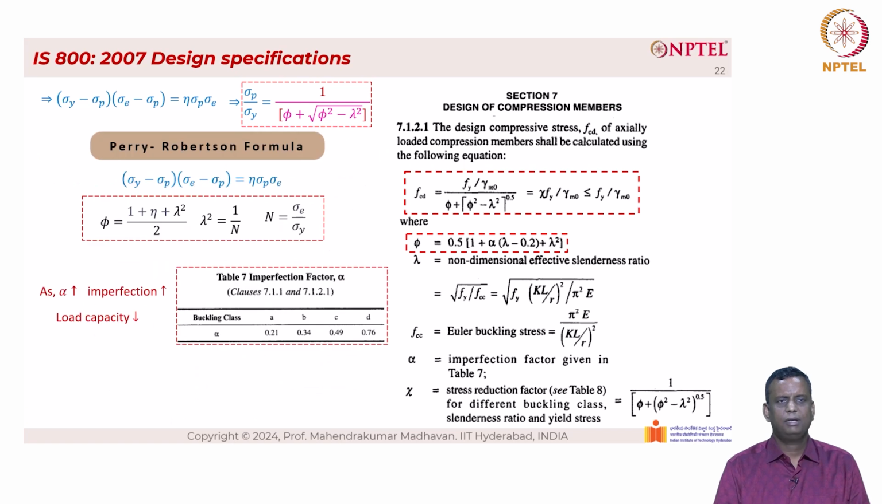So this alpha, which we have been talking about, is a function of the buckling class. Here, eta equal to alpha into (lambda minus 0.2). How did we come up with this equation? We will answer this question in the upcoming slides.